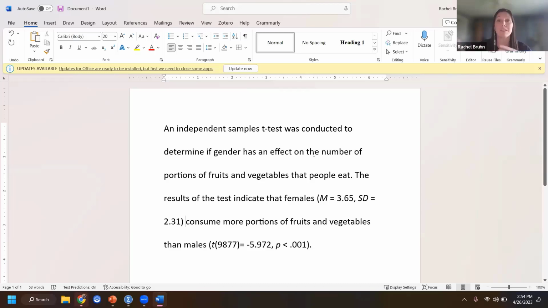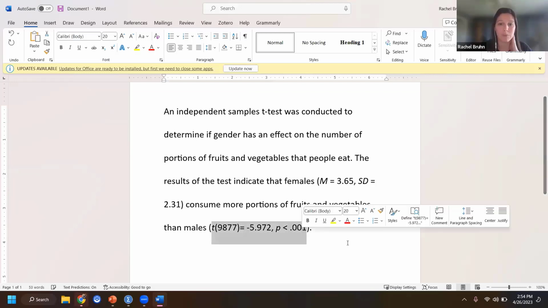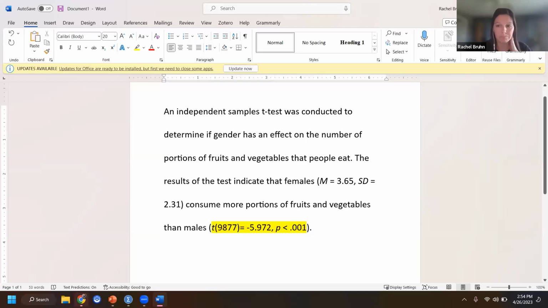There's a lot of flexibility. The biggest thing is that we want to make sure that we are including this information. And I will go ahead and stop there because I know we're close to time.